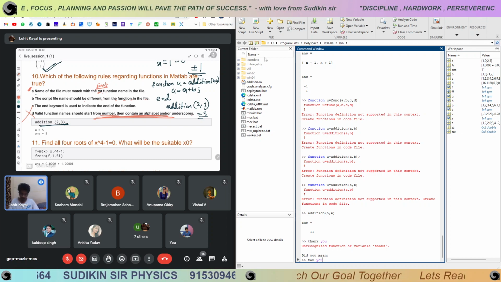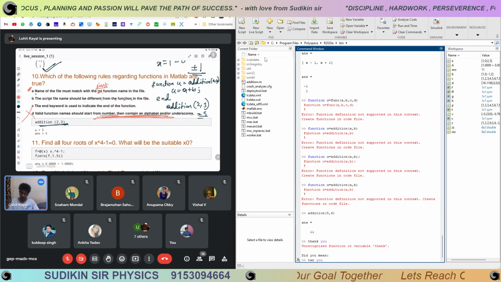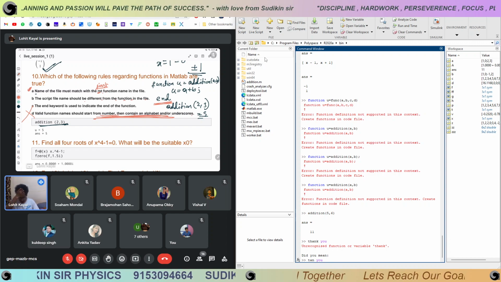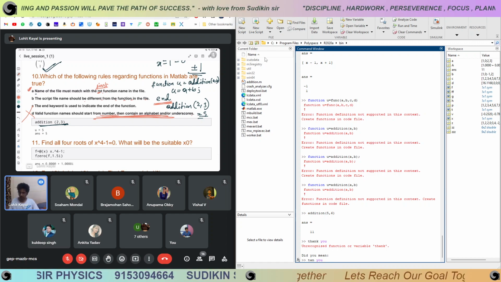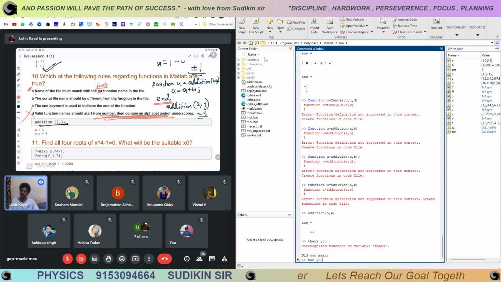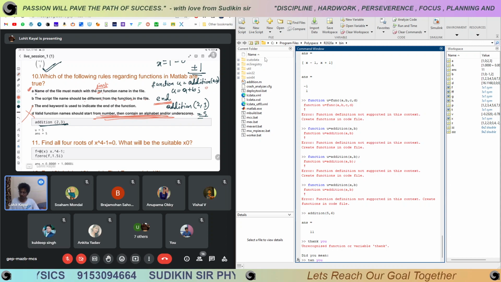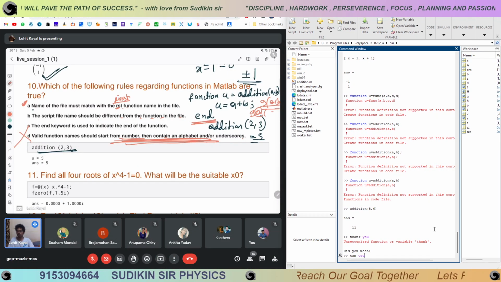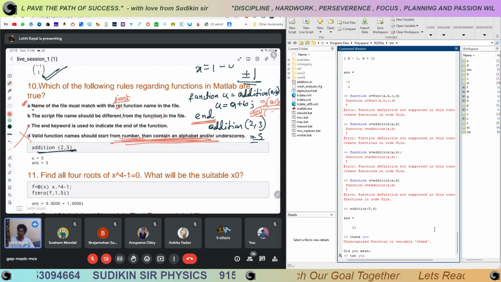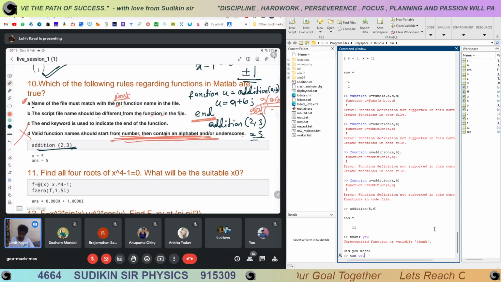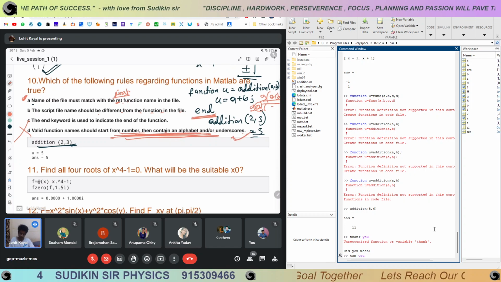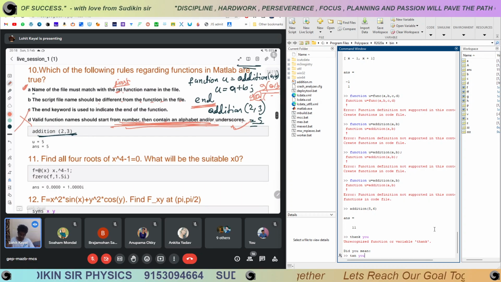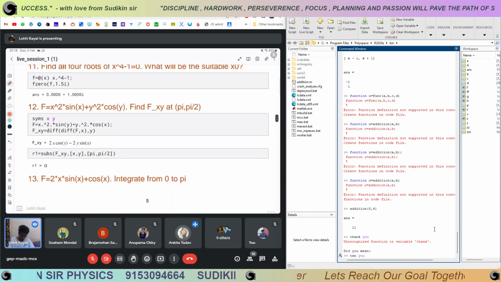The third option is the end keyword is used to indicate the end of the function. Obviously, this end indicates the function, so you can stop here. And the last option, you can try in MATLAB: if you start a name with a number, suppose u equal to 9ab, MATLAB will show you an error. So your name should be some good one, most probably alphabetical. You try this in MATLAB and you'll find that this option is the invalid case, and the other three are true. Now let's go to the next question.